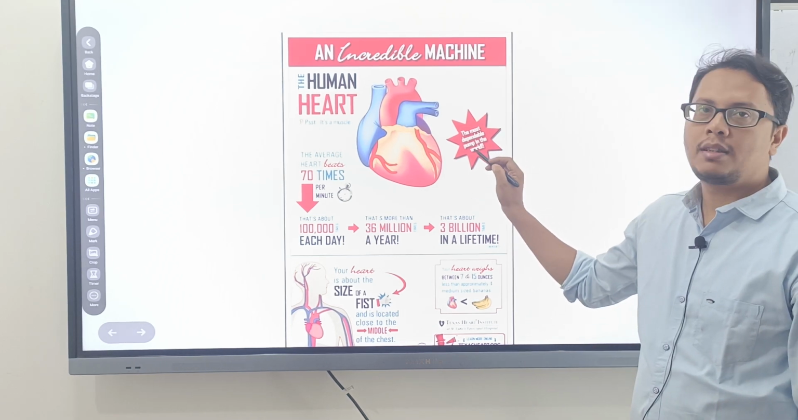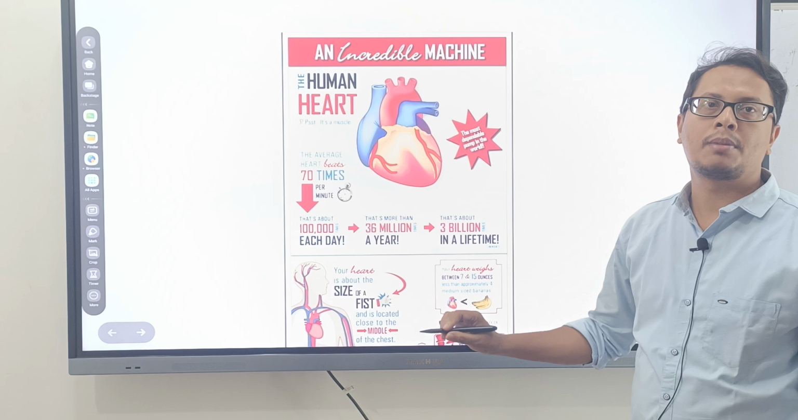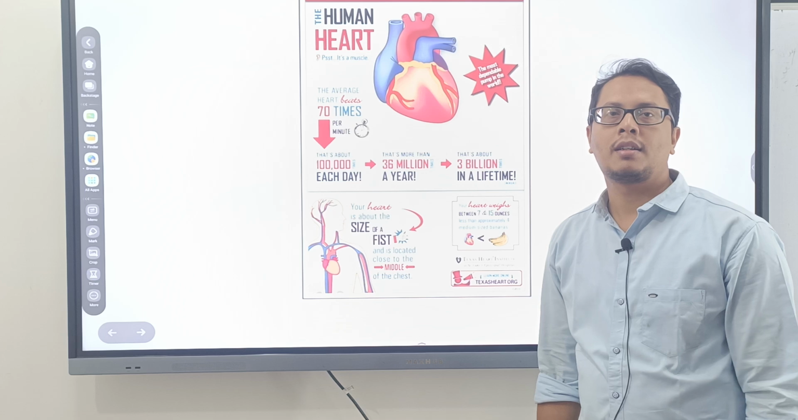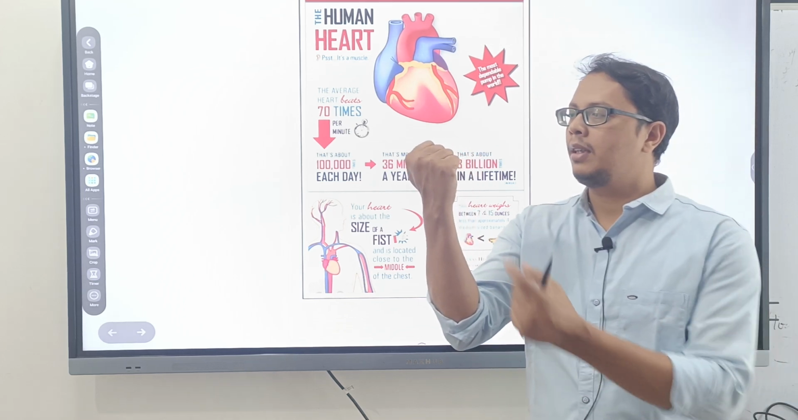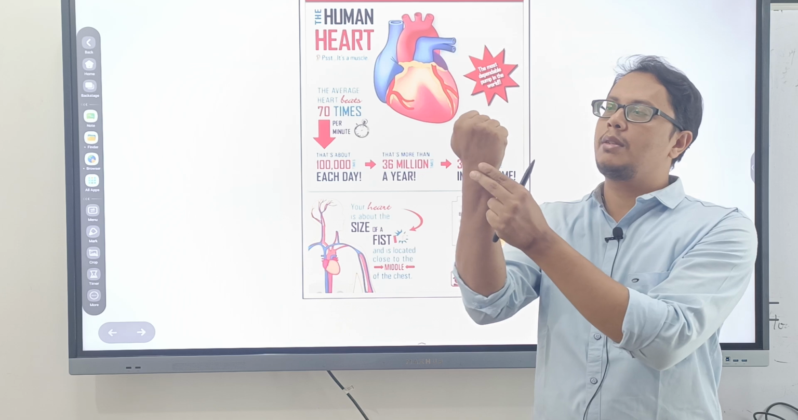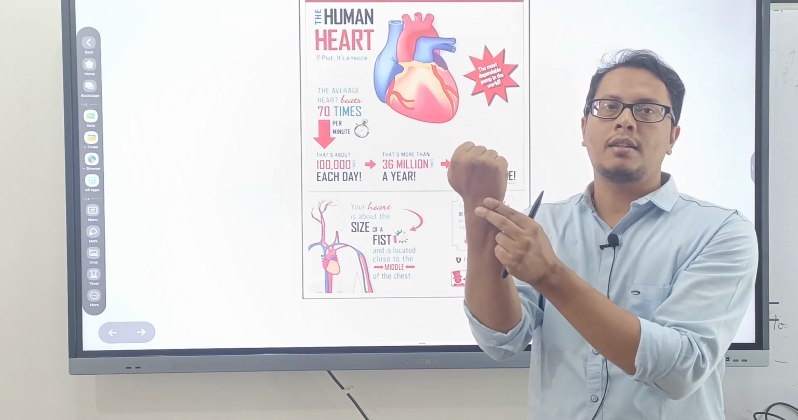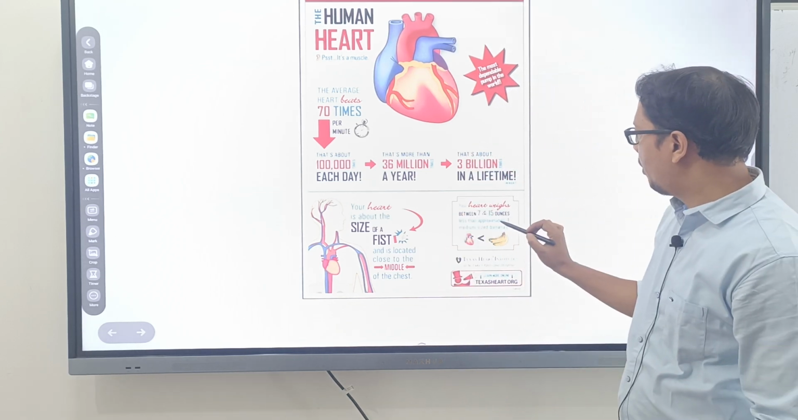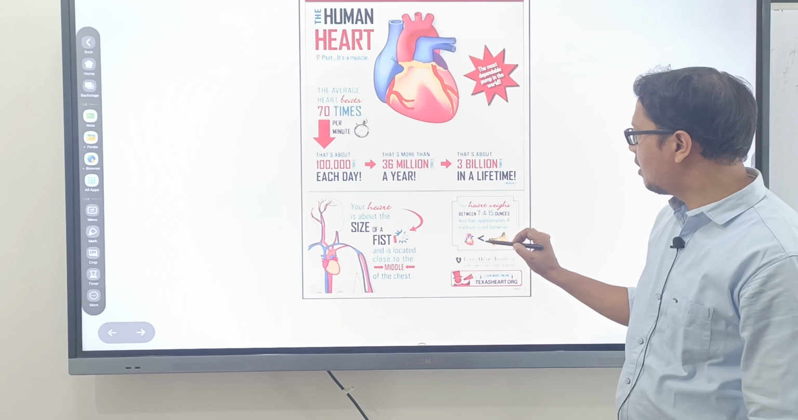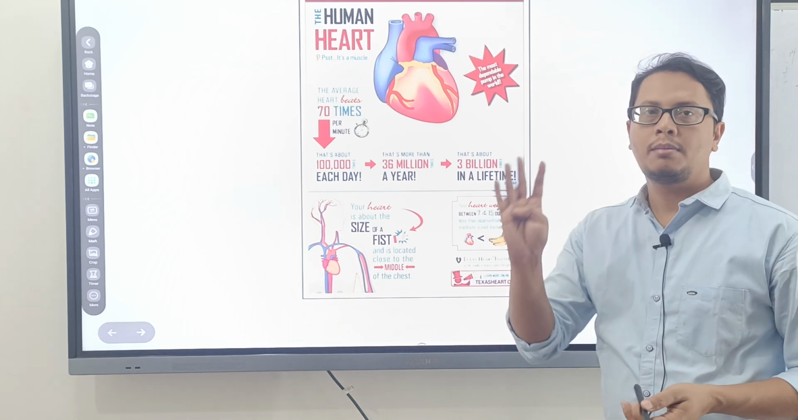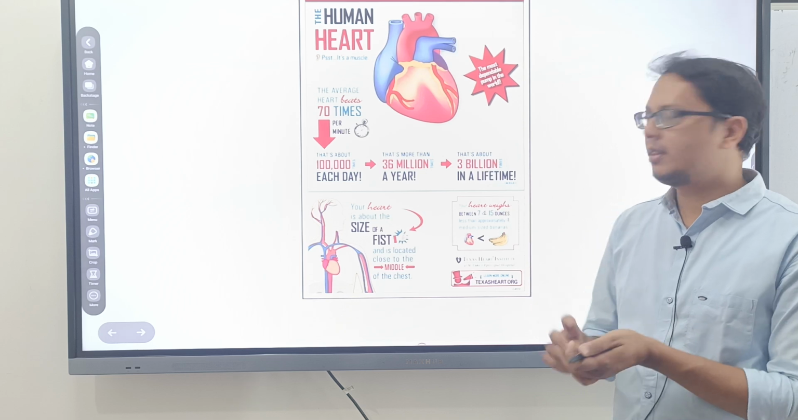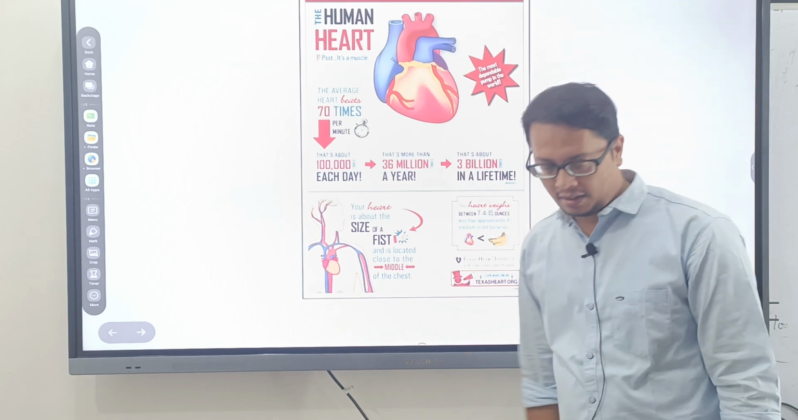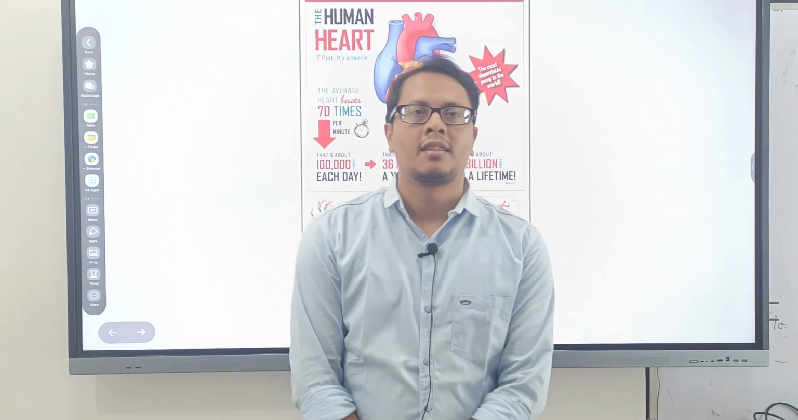So no engineer in the world has been able to design such a reliable pump. Now, what is the size of the human heart? If I close my hand like this, this is the shape and size of an average normal heart. And what is the weight of the human heart? If we take 4 medium-sized bananas, their weight is about the weight of a human heart. These are certain interesting facts about the human heart. So thank you, students.